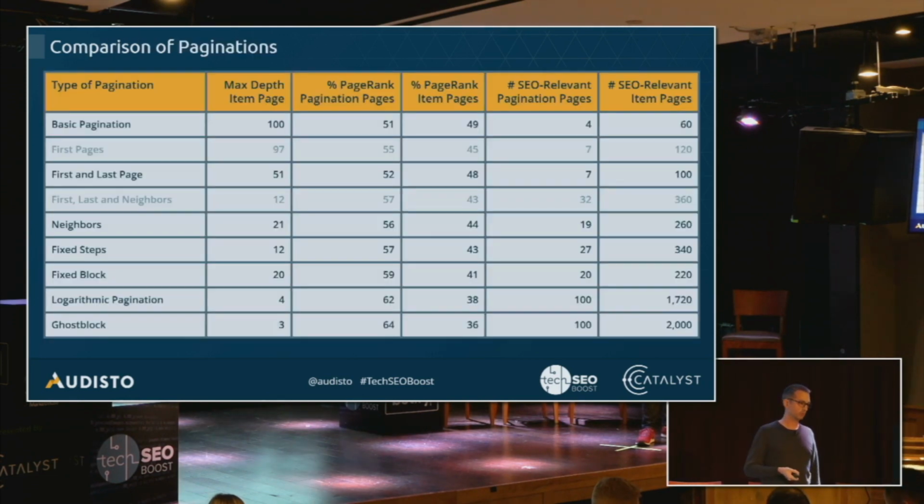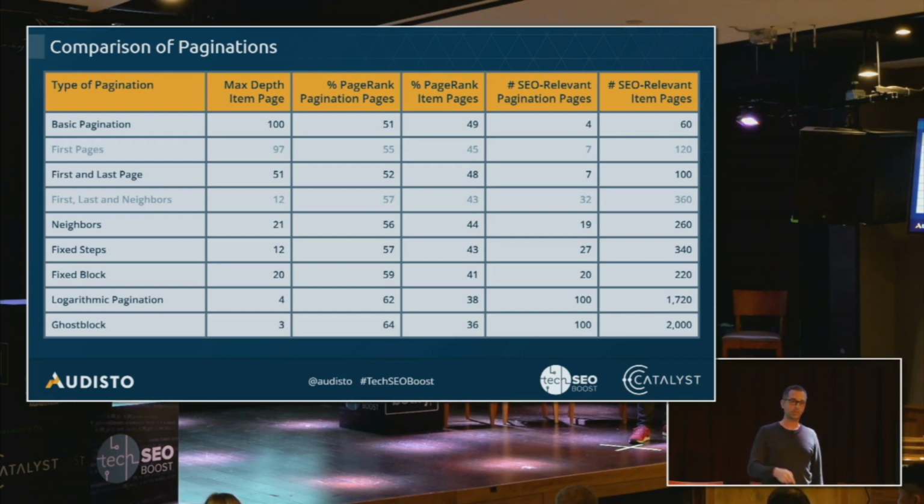Yeah. And then here is the comparison table. So you can see that we have the different paginations with different numbers of relevant pages. So the ghost block was the best one in this case. Depending on your setup, you might choose one or another. You should never link to the last pagination page. You probably want to avoid all the pagination types that result in spikes at random pages. The rest of the paginations are quite fine.